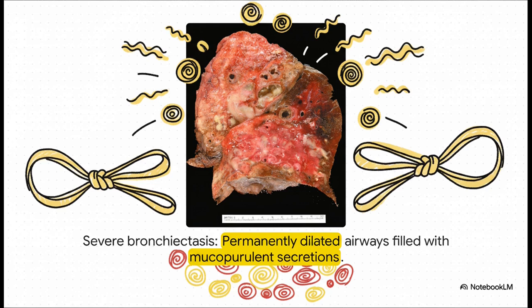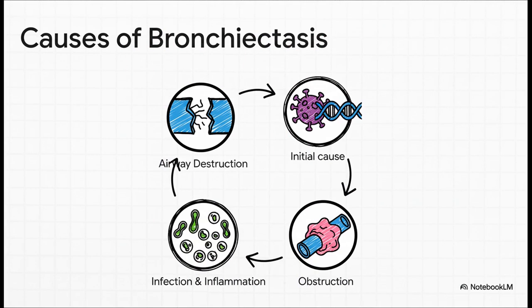The best analogy I can give you is an old rubber band, you know? You stretch it too many times and it just loses its snap. It becomes a loose, floppy, useless thing. That's what has happened to these airways. So how does this destruction happen? Well, it's a truly vicious cycle.